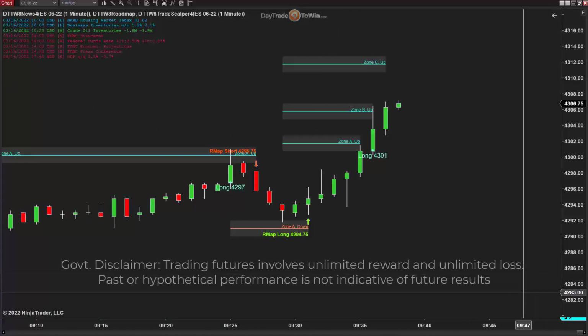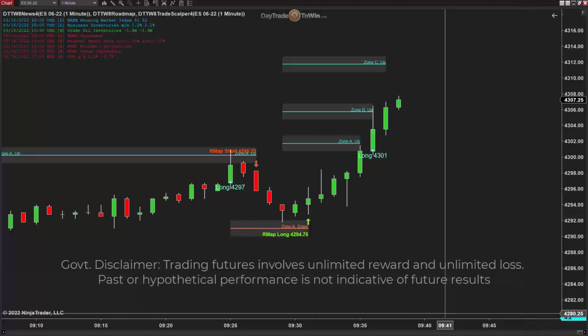But before we begin, remember that trading is risky. Let's not trade with funds we can't afford to lose. Understand there are risks involved with trading.